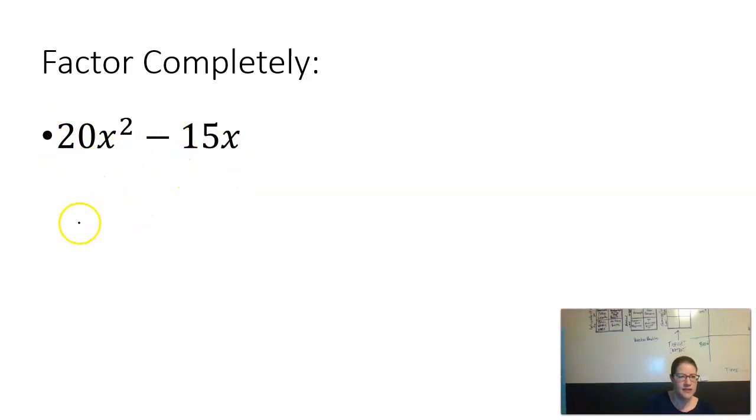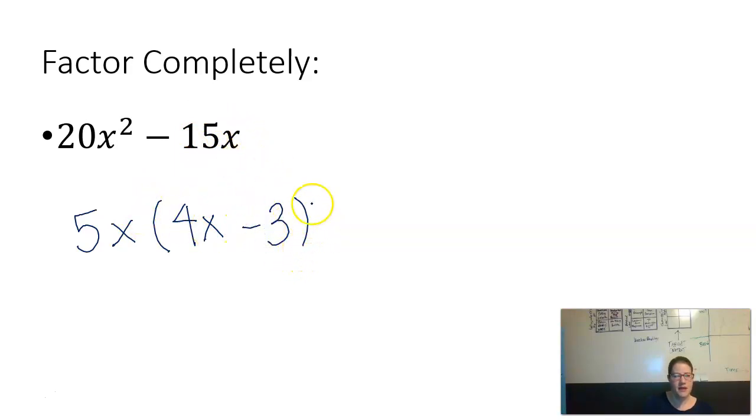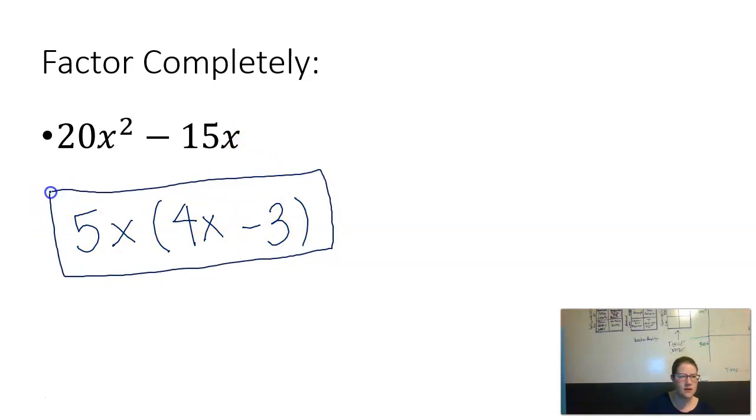So 20 and negative 15 have a common factor of 5, and x squared and x have a common factor of x. So we'll pull that 5x in the front. 20 divided by 5 is 4, and we pulled 1x, so that would be 4x. Negative 15 divided by 5 is negative 3, and again we pulled that x in front. So in this case, 5x times 4x minus 3, that's our answer. The x's are pulled apart. We have each x in a single factor. So on this one, it's a lot quicker if we don't have that constant term. You can just pull out the common factor and you're done.